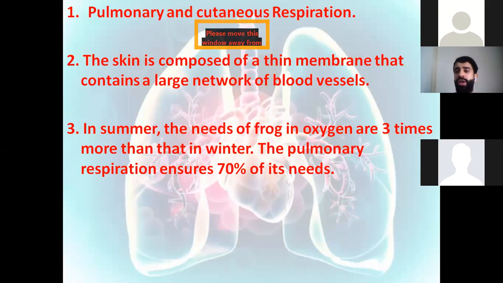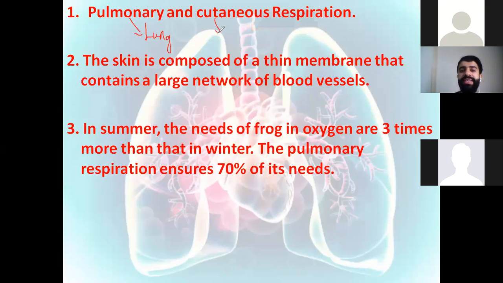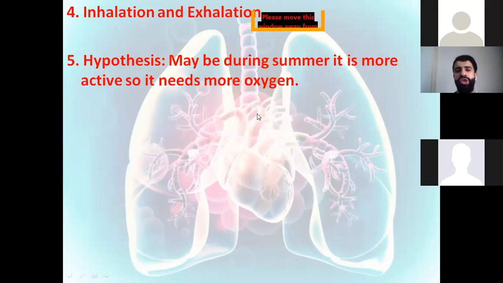So pulmonary and cutaneous respiration are the two types. If you have to mention the organs, pulmonary is through the lungs, and cutaneous through the skin. The characteristic is that the skin is composed of a membrane that contains a large number of blood vessels. Variation: the needs of the frog are 3 times more in summer than in winter, and the pulmonary respiration ensures 70% of the needs. Part 4, what are the two phases? They are inhalation and exhalation.